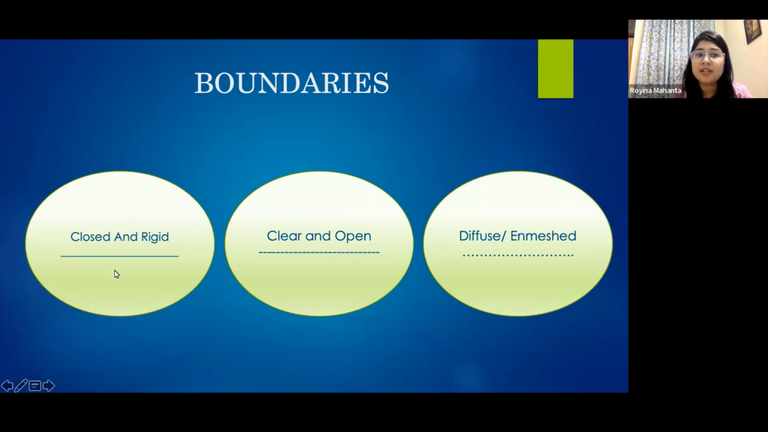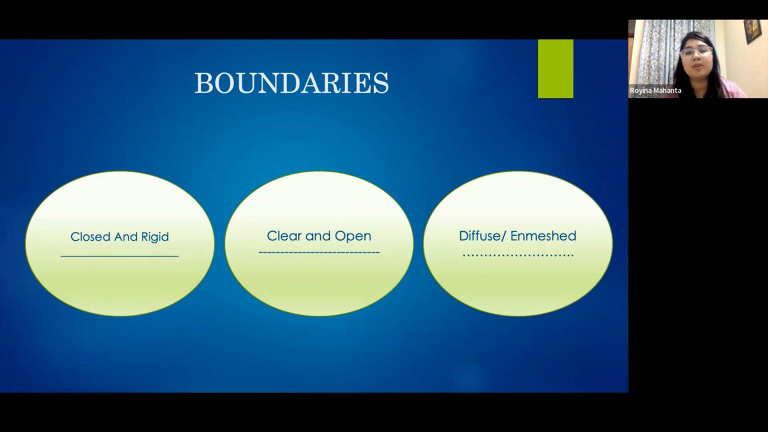If the internal boundary is closed and rigid, it would mean that there is very little to no interaction between the family members, and they don't share much with each other, and they tend to keep to themselves.